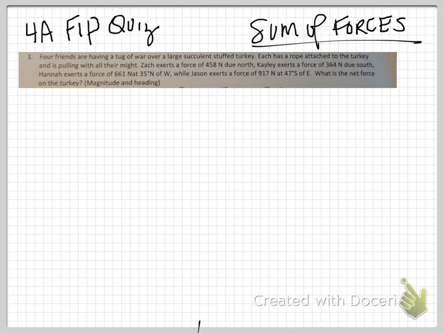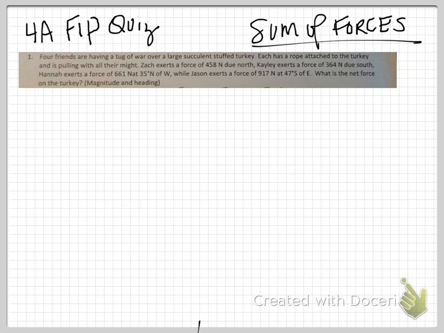Okay, this is the solutions tutorial for the 4A FIP quiz over sum of forces. On number 1, we say that 4 friends are having a tug-of-war over a turkey, and we're given 4 individuals and the forces that they're exerting. What's the net force on the turkey?